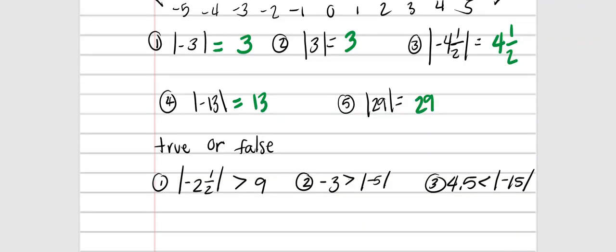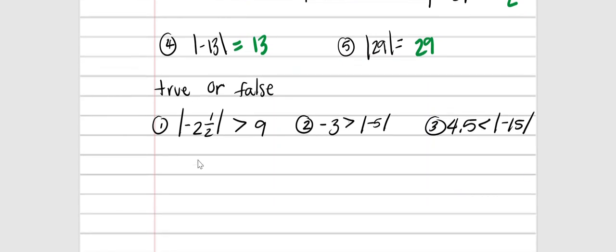Now let's try some true or false. So the absolute value of -2.5, I want to solve this first. The absolute value of -2.5 is 2.5. Now let's compare. 2.5 is greater than 9. That is false.